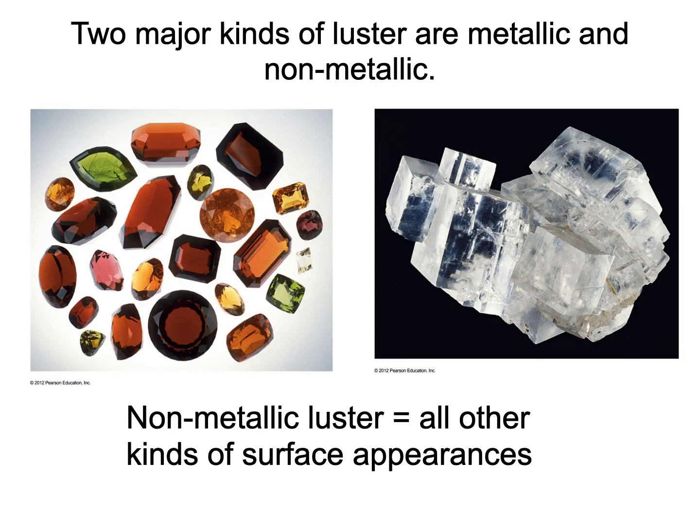In contrast to metallic luster, all the examples here are non-metallic luster, and this is kind of a wastebasket category. That means basically anything that's not metallic is going to be considered non-metallic. All the other kinds of surface appearances, it can be dull or shiny or transparent or pearly. These are some different examples of names for luster. We're not going to worry about all those specific names. We need to know non-metallic and metallic.